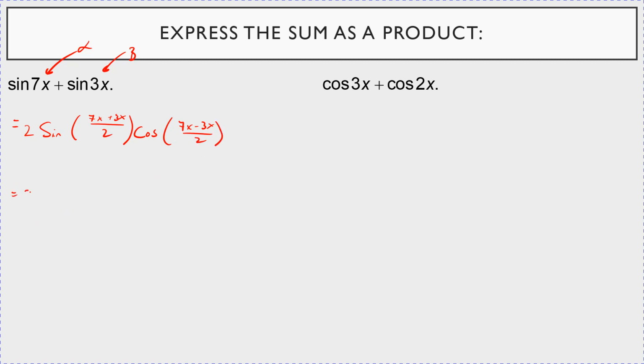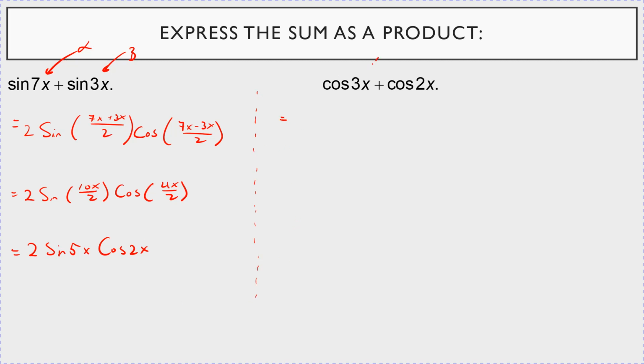Well, look, this is 2 times sine of 10x divided by 2 times cosine of 4x divided by 2. Well, look, just clean up the inside of the trigonometric function. So this is 2 sine of 5x cosine of 2x. All right, and we got it. We started as a sum and we wrote it as a product now.